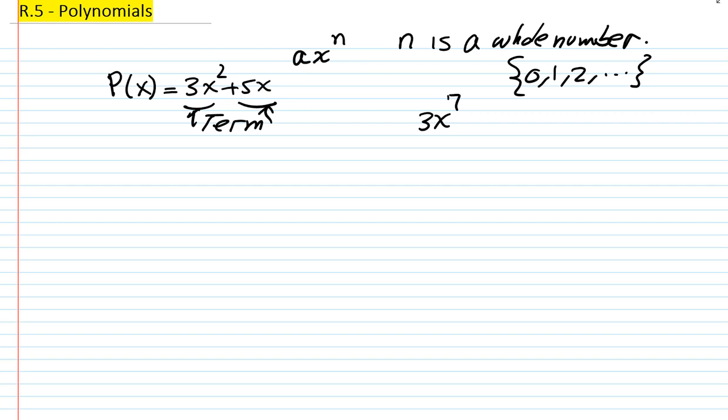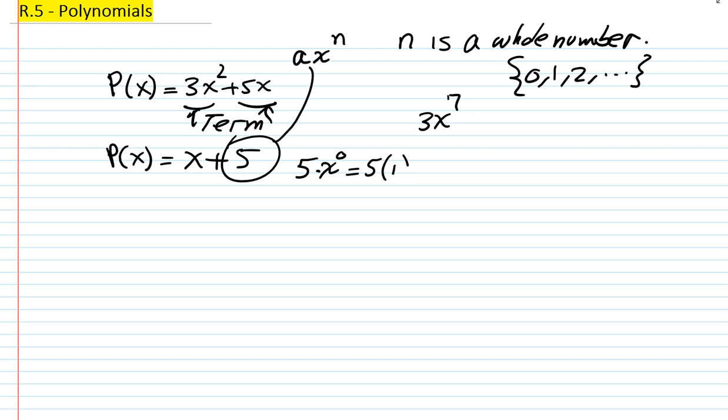Now, the terms of the polynomial could have the variable x in it. Let me make up another polynomial. It could be as simple as x plus 5. Now you may wonder, how does 5 look like that? Well, I can write 5 as 5 times x to the 0 power, because anything non-zero to the 0 power is 1. So that's 5 times 1, and that is 5. Therefore, 5 qualifies as a term of a polynomial.